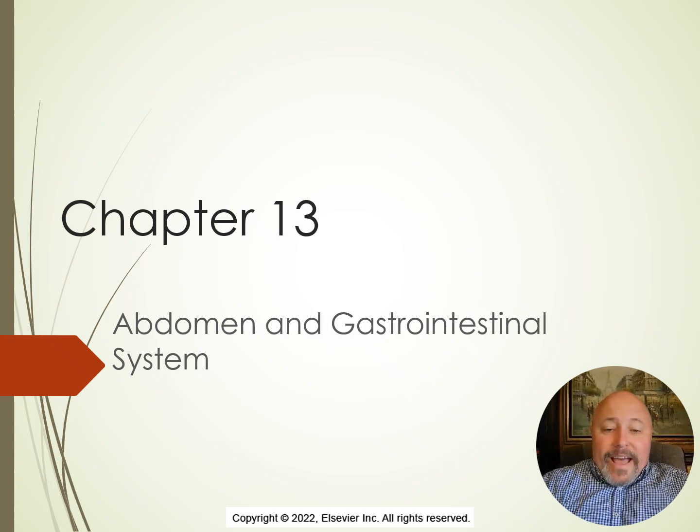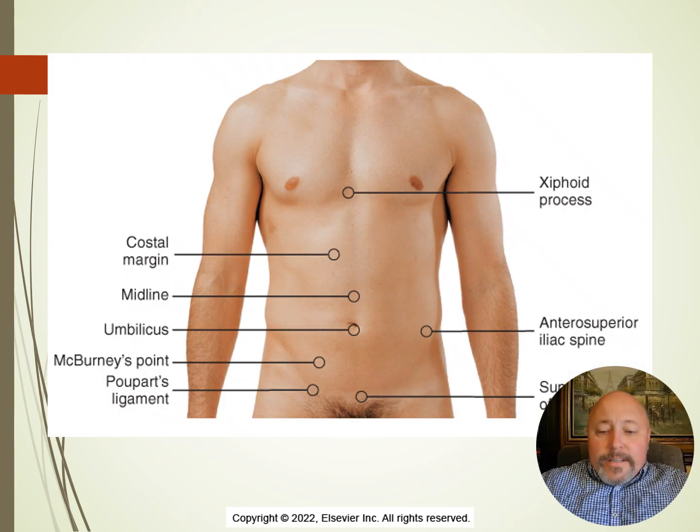Chapter 13, Abdomen and GI. Starting off just with a diagram showing the different landmarks we're going to be looking at here. Beginning with the xiphoid process right there at the bottom of the rib cage, down through the costal margins, midline, umbilicus. McBurney's point there in the lower right abdomen quadrant is one we're going to want to pay especially close attention to when we talk about the appendix.